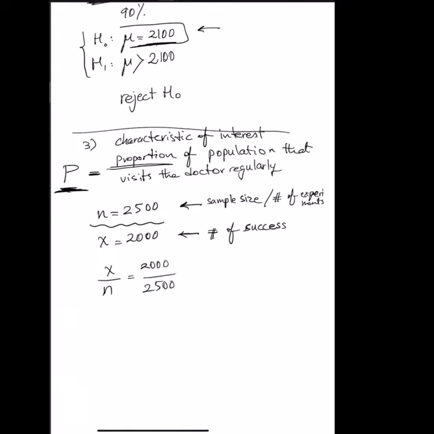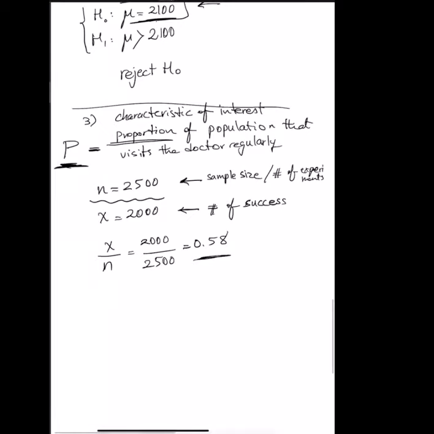2,000 over 2,500. That's going to be 0.8. What does this number give you? The sample proportion. What does that mean? The number of successes in the sample, the proportion. So this is the sample proportion. Is it 0.8? Yeah, maybe I didn't look at the answer. Yeah, that's 0.8.